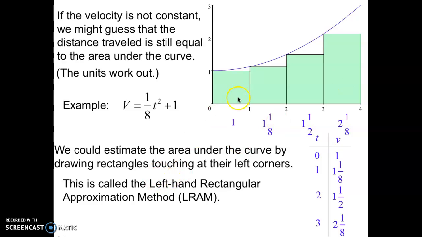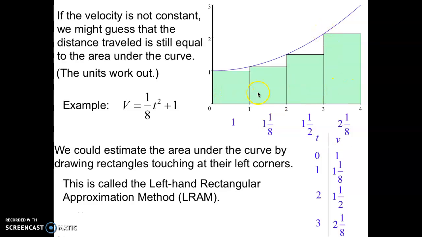Now this is called an LRAM, or a left-handed rectangular approximation method, which makes perfect sense if you think about what it's saying. I'm using rectangles to estimate the area underneath a curved region, drawing the rectangles so that the left corner of each rectangle is hitting the curve.